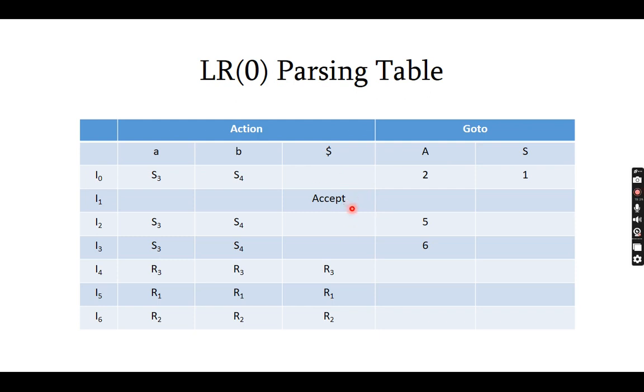Why write this accept? Accept means whenever you do the tracing, when the end of the string is encountered, if it reaches this place, accept, then the string is accepted, otherwise it is rejected. So that is the reason I have written accept here.